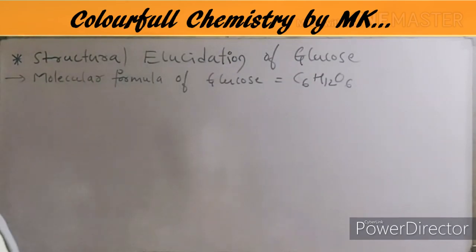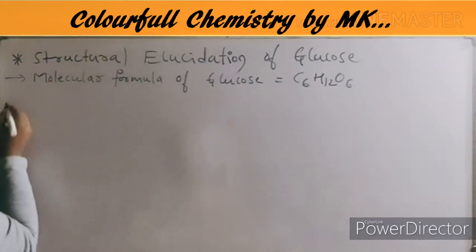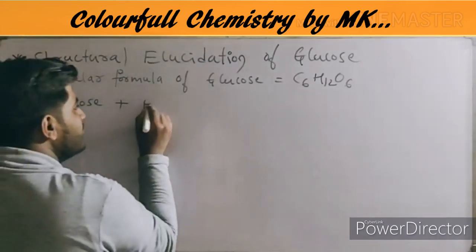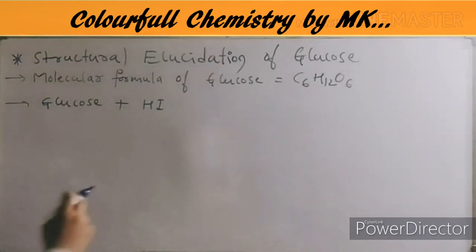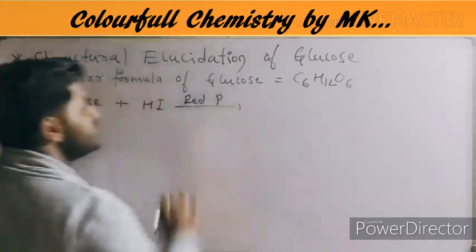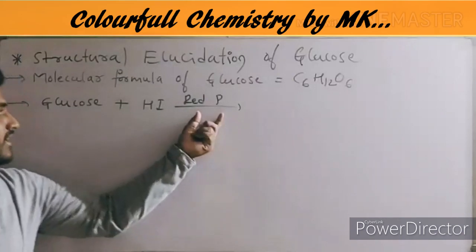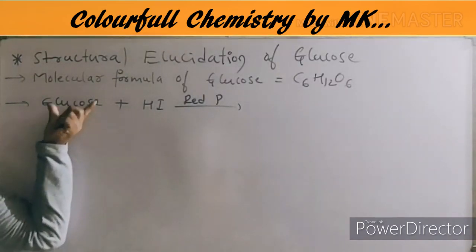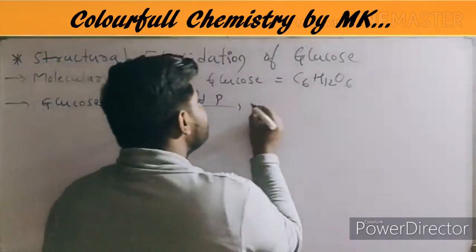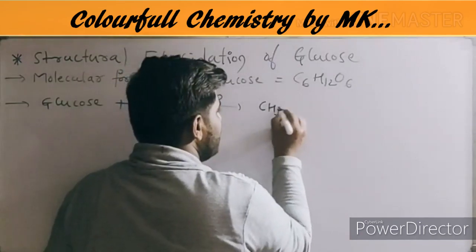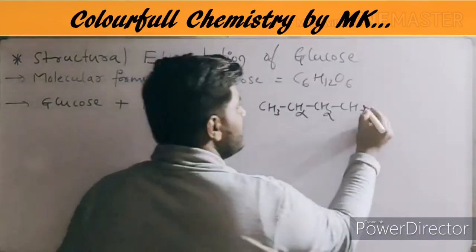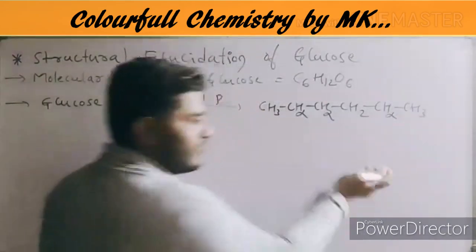So the first reaction the scientists did is they took glucose and added halogen acid, nothing but HI or HCl, in presence of red phosphorus, nothing but a reducing agent. The scientists got n-hexane: CH3, single bond, CH2, CH2, CH2, 1, 2, 3, 4, 5 and 6. So what is the name of this one, guys?